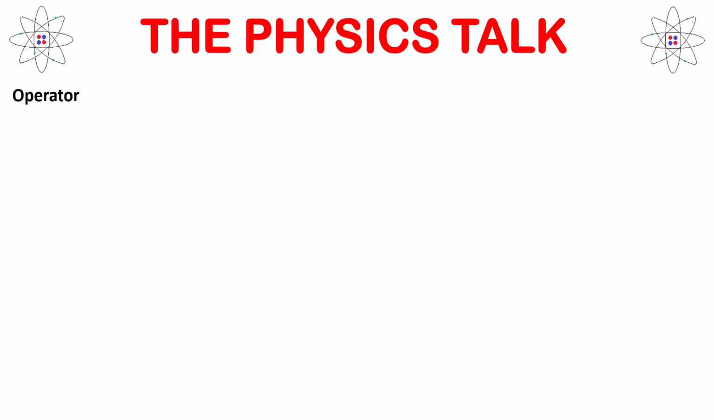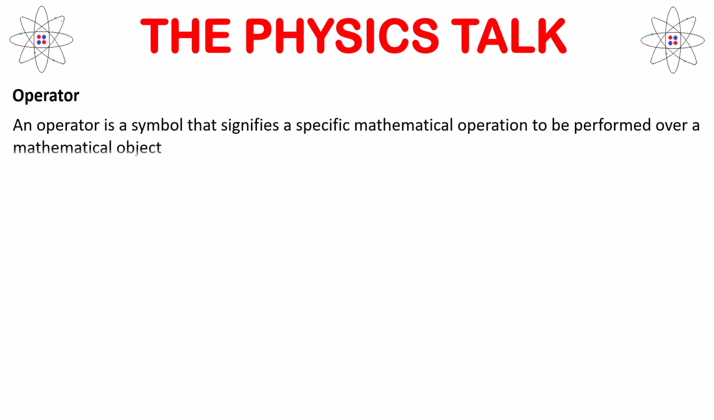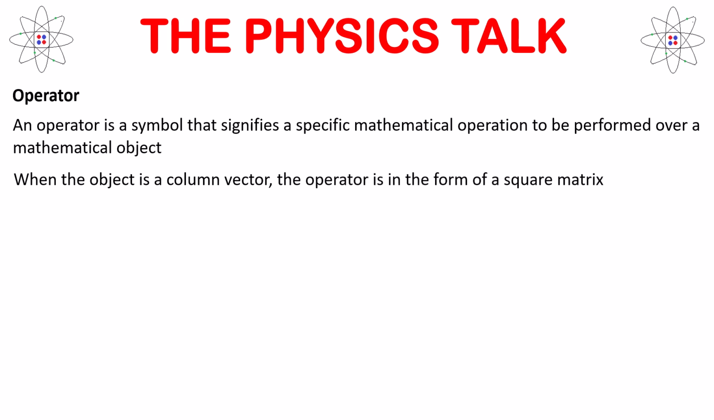I am going to discuss today the application of matrices as operators. I shall especially focus on linear operators and will cover some of the fundamentals about the operators. An operator symbolizes a specific mathematical operation to be performed over the object appearing next to it. When the object is a column vector, the operator is a square matrix.